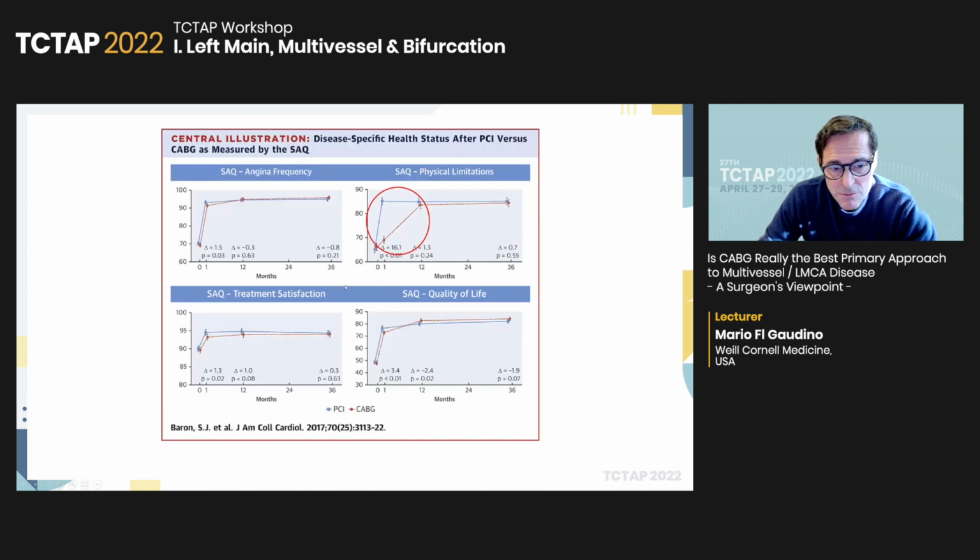And again, when we look at the quality of life data from EXCEL, they are consistent with what we have seen in SYNTAX. Similar effect of PCI and CABG in treating angina, but clearly a significantly higher price to pay periprocedurally for surgery.